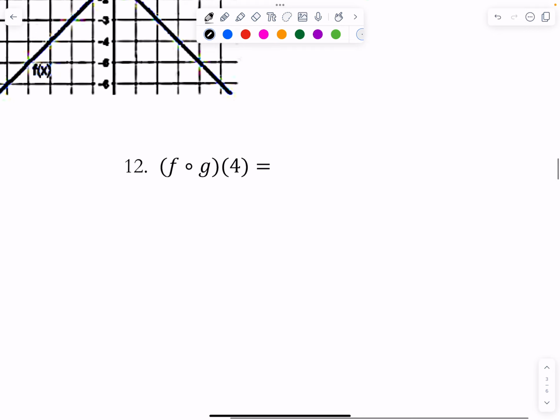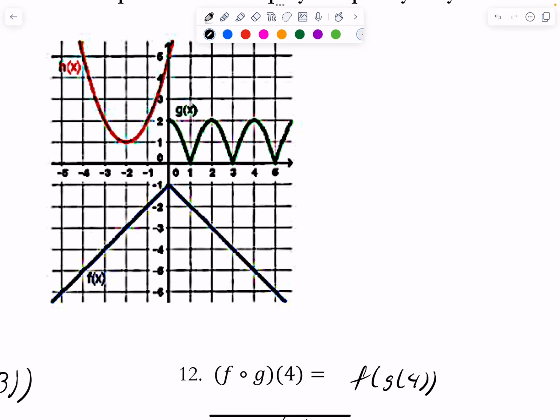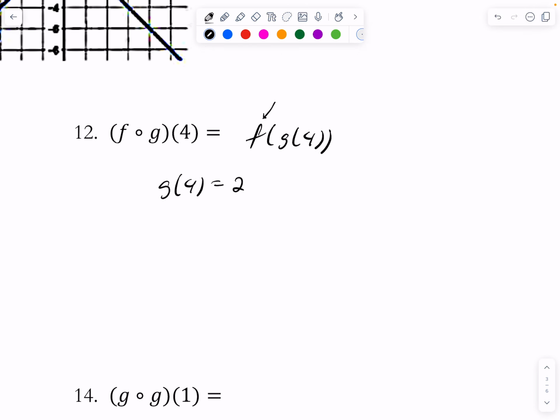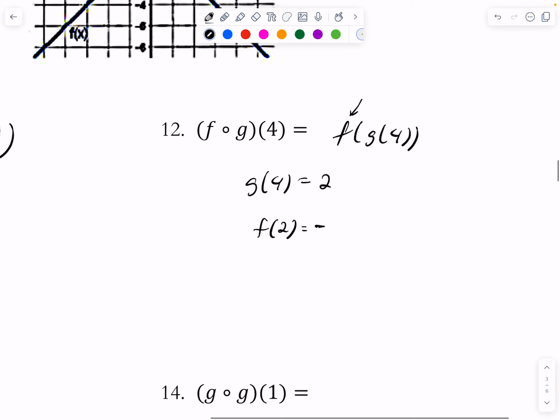Number 12, f of g of 4. Do the inside first. G of 4. So on that green function, we have f of 4, which is 2. Excuse me, g of 4 is 2, my bad. Plug it into the f function. So f of 2 is negative 3. So f of g of 4 is negative 3.